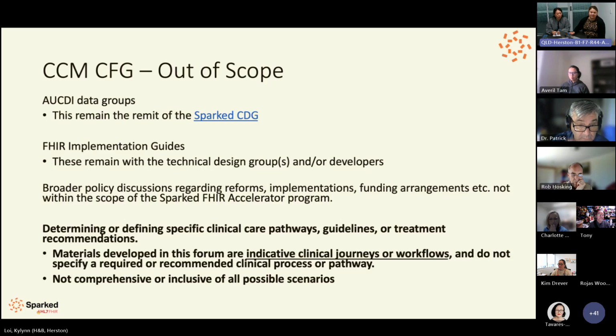Also, just wanting to call out that we do our best to give an indication across as much of the healthcare system as we can, but they're not exhaustive scenarios. So they're not going to include every possible pathway or clinical discipline, purely because it gets a little bit overwhelming and we only have so much space and time.